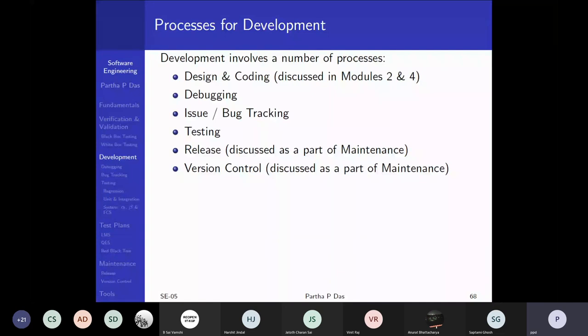Certainly, in terms of development, design and coding is very, very important. And we have already had a lot of discussions about the considerations in that to maintain quality, to maintain productivity, and so on in module 2 as well as in module 4 in terms of UML and all that. So that part we have done. Next, we will take a quick peek at the debugging process: when we have a bug reported, how should we go about debugging it?